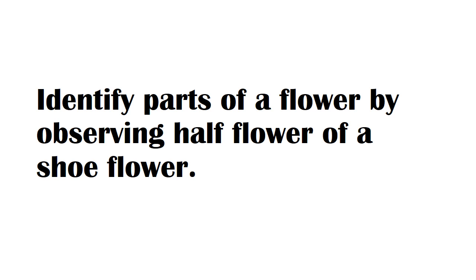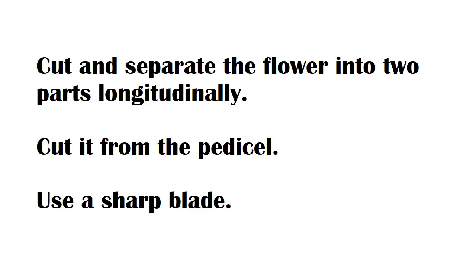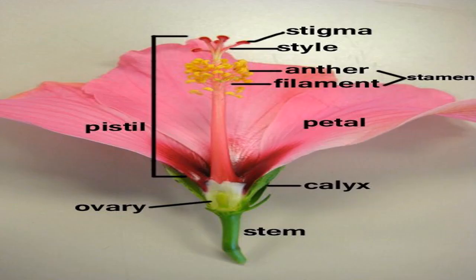Now, we are going to identify the parts of the flower by observing a half flower of the shoe flower. Select the bigger flower. Cut and separate the flower into two parts. Cut it from the pedicel. Use a sharp blade. These are the three main steps which you have to follow to observe the internal appearance of the shoe flower.